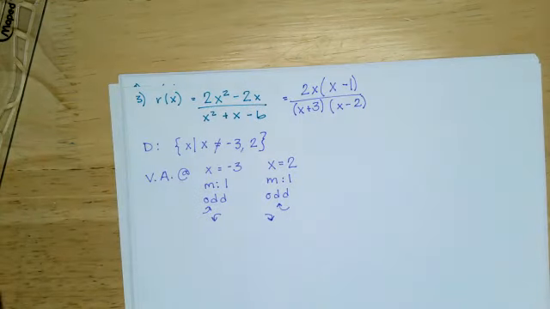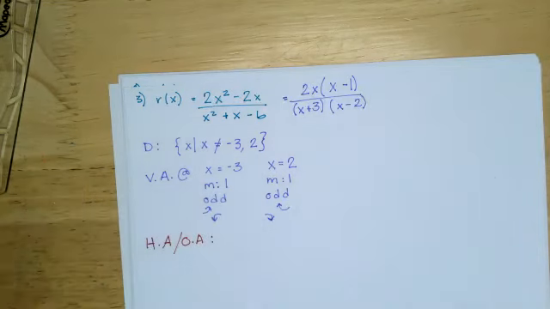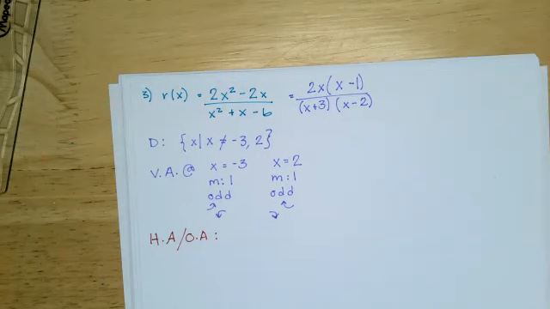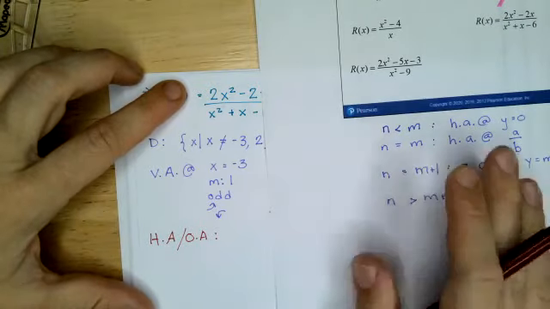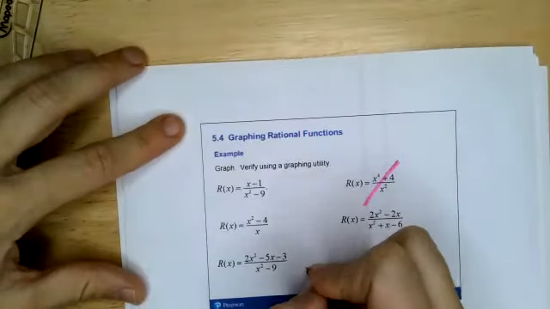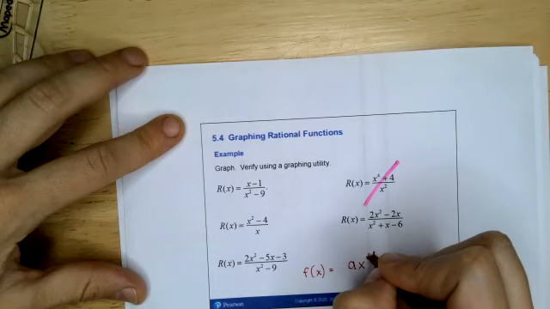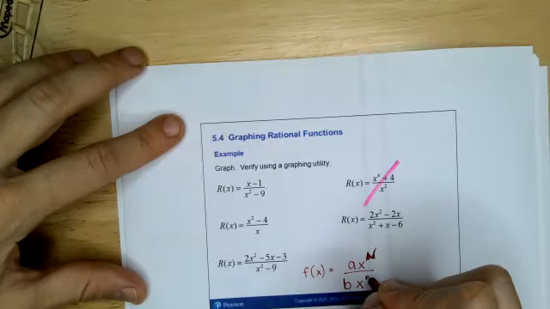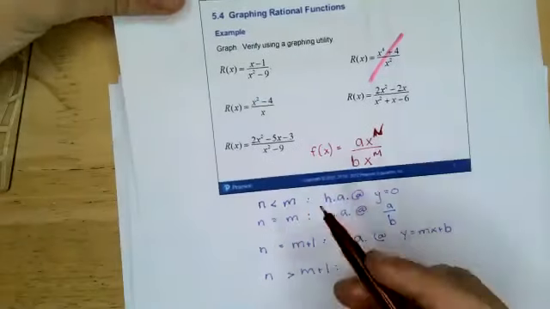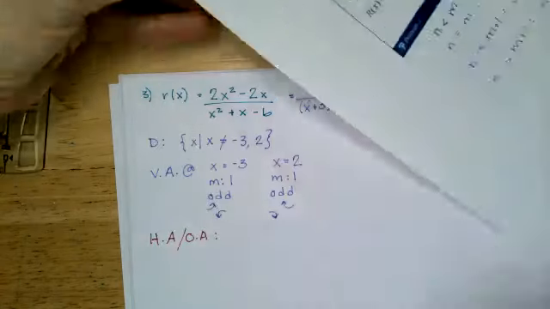Good. Next, horizontal asymptote or oblique asymptote. Where is that? We want to look at m and we want to look at n, right? What we're working with is f of x equals a x to the n over b x to the m, right? So is n smaller than m? Is n equal to m? Or is n equal to m plus 1? Or is n greater than m plus 1?